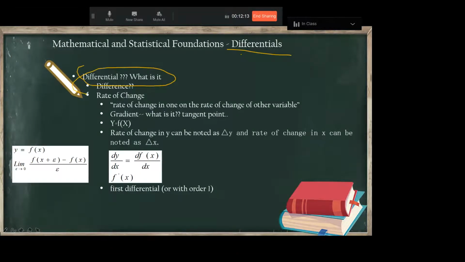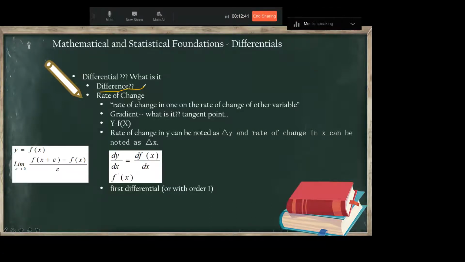What is differential? Can you guess anything? Yeah, I can guess, because I can see some words that can be extracted from the word differential, and that is difference. Now, is differential a difference? I will say yes. As the word itself means the difference, but we don't know.